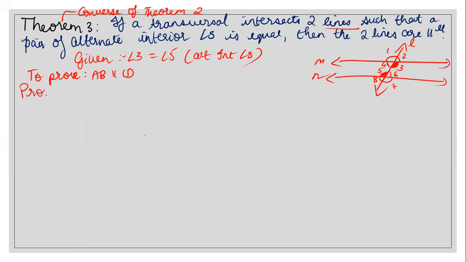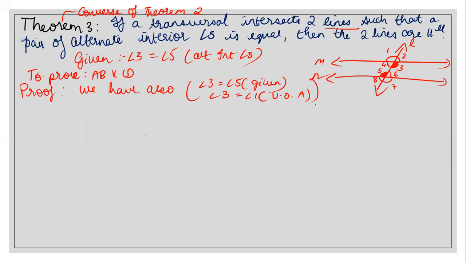Let's see the proof to that. We have also that angle 3 is equal to angle 5, which is given, plus angle 3 is equal to angle 1. How? Vertically opposite angles. So therefore, can I substitute the value of 1 instead of 3 and say angle 1 is equal to angle 5? Okay, so from this we can say that angle 1 is equal to angle 5.